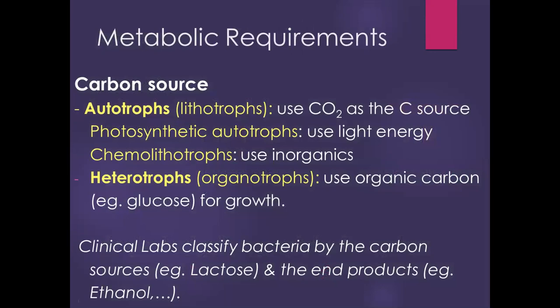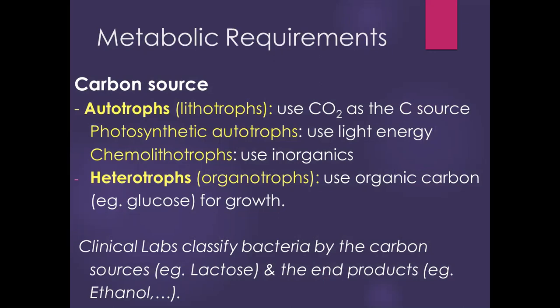Microorganisms are also different in their metabolic requirements, especially in carbon source. You know that all organic compounds are the compounds of carbon. So this classification according to the carbon source is very important. The first group of microorganisms can use the inorganic source of carbon in form of CO2, carbon dioxide, and these microorganisms are named autotrophs. They use inorganic carbon to produce organic matters.